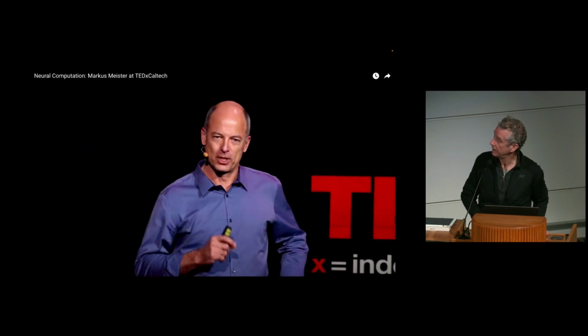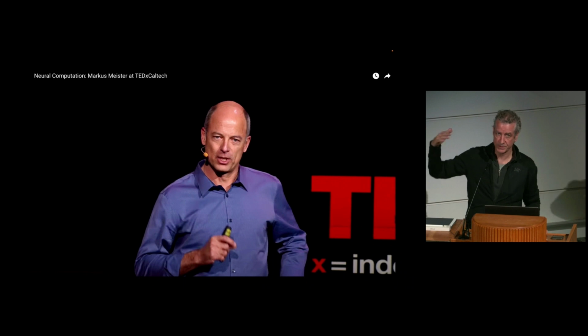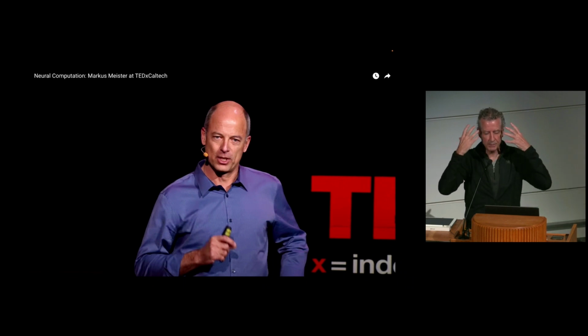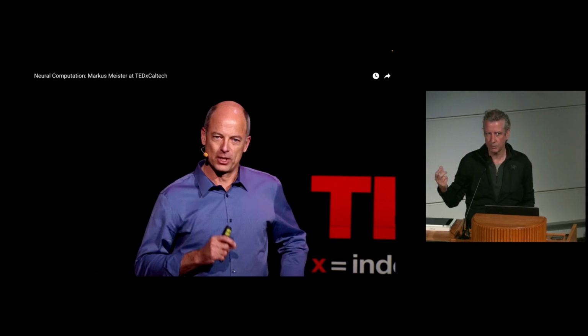And this man here, Marcus Meister at Caltech, has a great talk where he describes exactly that. So there's so much data coming in, and yet we can't process it, so the eyeball just throws it away. How is the eyeball able to do it?